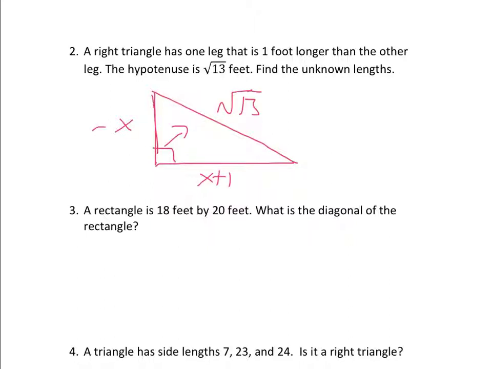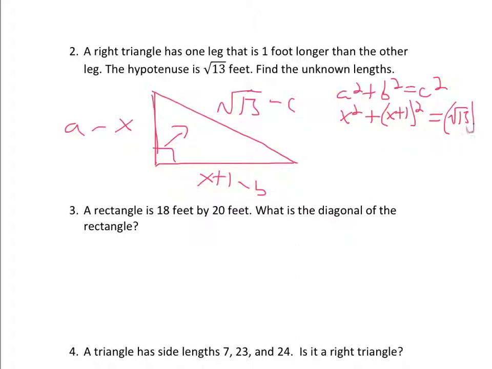Okay, so we have an a, b, and a c. So we have a squared plus b squared equals c squared. A equals x. B is, this is really important, parentheses x plus 1 squared, okay, because the entire x plus 1 needs to be squared, equals square root of 13 squared. Okay, so x squared is really, really easy to work with. You just leave it as x squared.